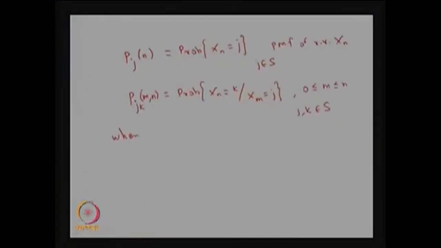When the DTMC is time homogeneous, this is very important, that means it satisfies the time invariant property. That means p_jk of m comma n depends only on the time difference n minus m. Whenever the DTMC is time homogeneous, that means it is time invariant. So, the actual time does not matter, only the time difference is important. Therefore, this depends only on the time difference n minus m.